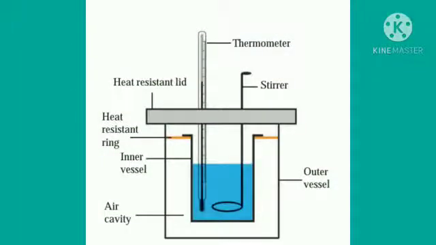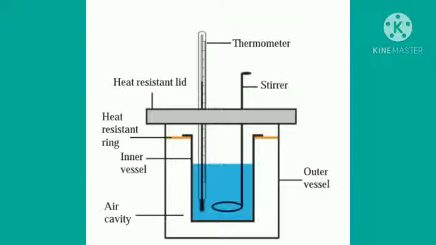Calorimeter. A calorimeter is used to measure the heat content of an object. Using this equipment, we can measure the heat produced or absorbed in a physical or chemical process. A calorimeter is similar to a thermoflask.